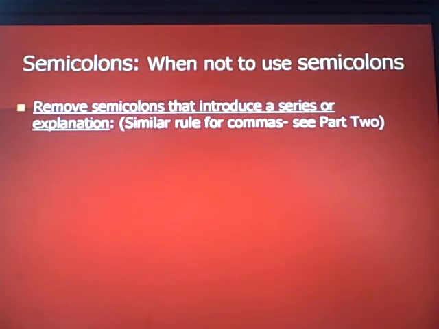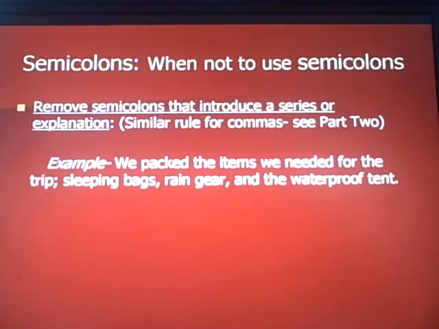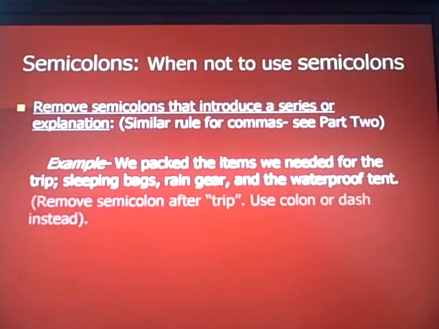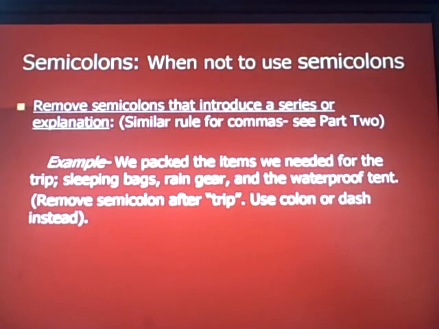Some other tips. Don't use a semicolon. Remove semicolons that introduce a series or explanation, similar to a rule that we had for commas back in part 2. When you're introducing something, you're going to use different punctuation. We packed the items we needed for the trip; and here's our list: sleeping bags, rain gear, and a waterproof tent. Instead of a semicolon, we'd use a colon or a dash to introduce that list. We had the introducing the list concept back in the comma discussion on the prior video.